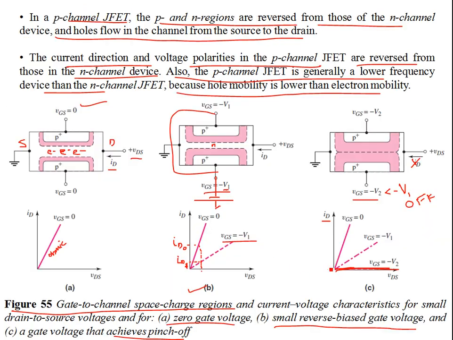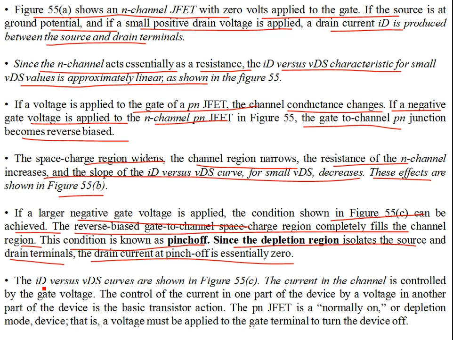So that's how, by applying an external field from the gate to the source, you can control the flow of the current. Basically VGS is controlling the flow of the current. This electric field changes the resistance or the width of the channel, so it controls the current from source to drain. The ID versus VDS curves are shown in 5.5C. The current in the channel is controlled by the gate voltage. The control of the current in one part of the device by voltage in another part of the device is the basic transistor action. The PN JFET is a normally on, depletion mode device.